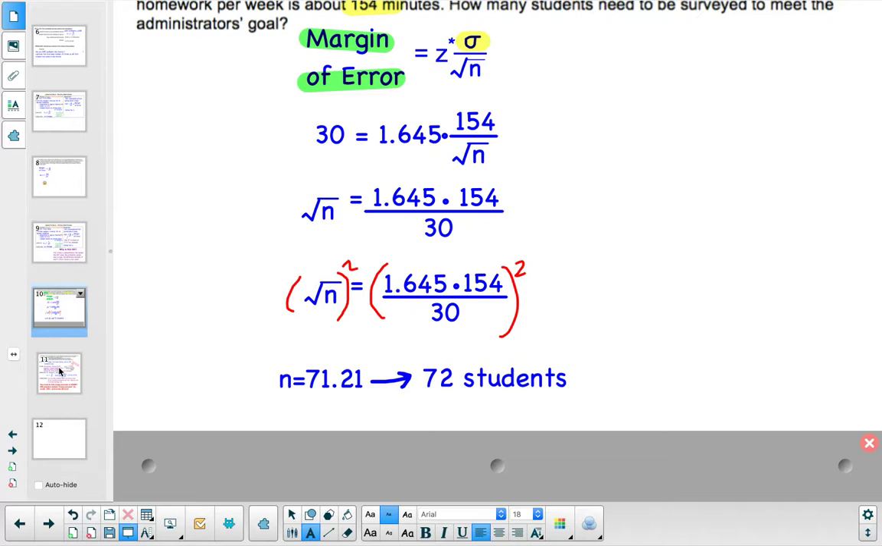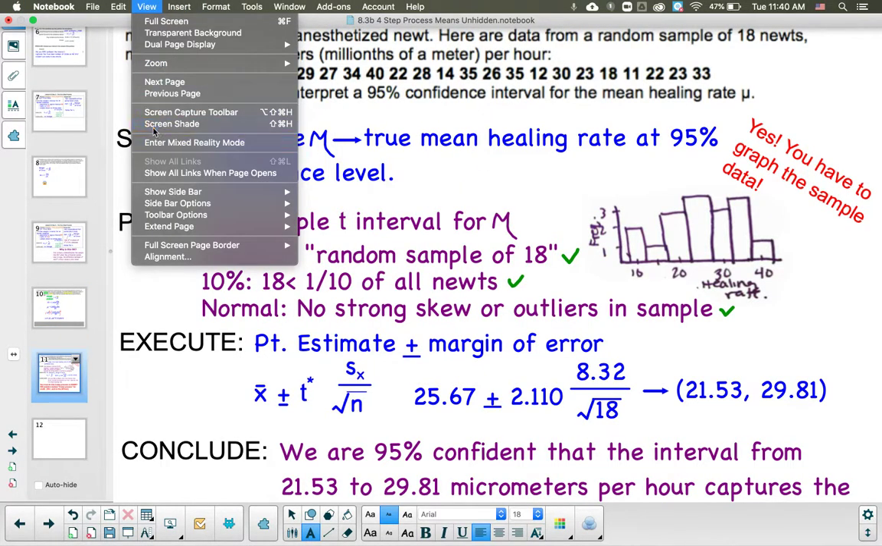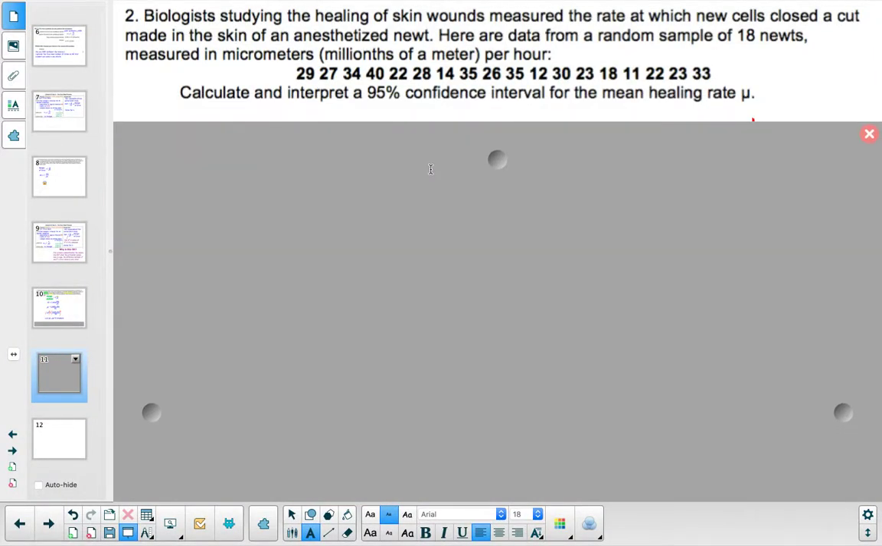All right, let's look at this next one to reveal a little bit at a time. So this is a totally different problem. Biologists who study the healing of skin wounds measure the rate at which new cells closed a cut made in the skin of an anesthetized newt. Wow, very specific. Here are data from a random sample of 18 newts measured in micrometers per hour. Calculate and interpret a 95% confidence interval for the mean healing rate mu.